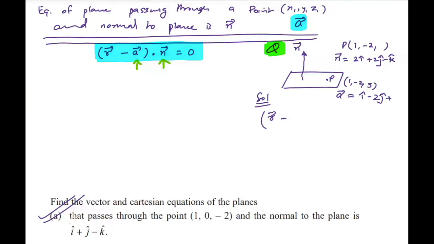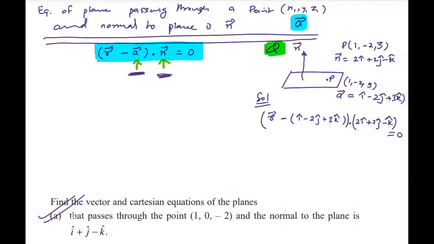3k cap. And we are given the n vector also, so we just need to write here the a vector. This is the formula. We need to put here a vector dot n vector. Here we put the n vector, which is nothing but 2i plus 2j minus k cap, equals 0. Is there any doubt to anyone? If you have any kind of doubt, please let me know. Okay, is it clear to everyone?